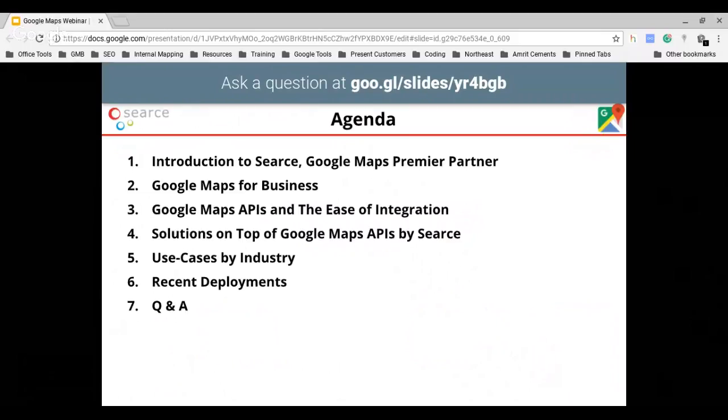And I have made sure that I've gone through all of the people who have registered for this particular webinar, and I've seen your website, and trust me, I know that the kind of business use cases you're seeing, all of you have immense opportunity with Google Maps to grow and make your business scale. Then we'll discuss some recent deployments, and we'll have time for question and answers.